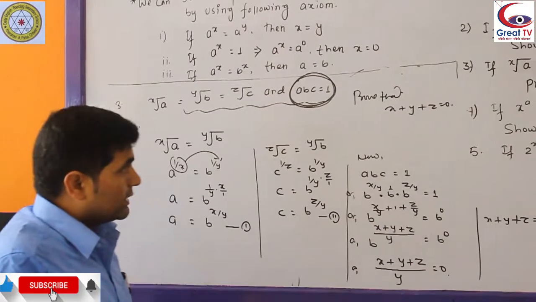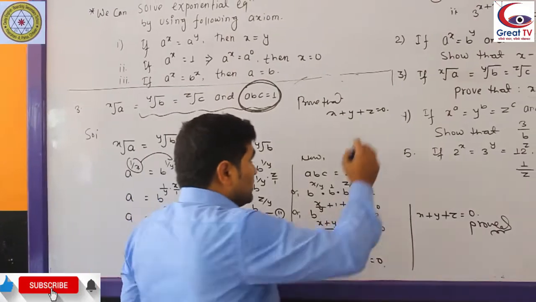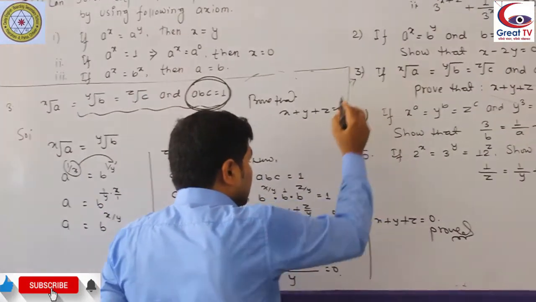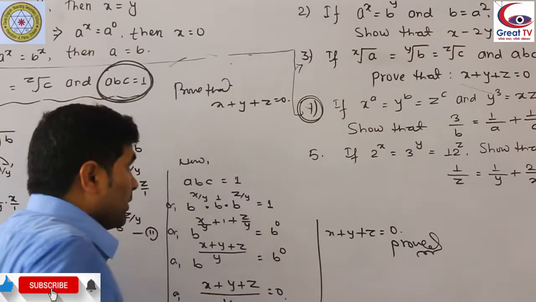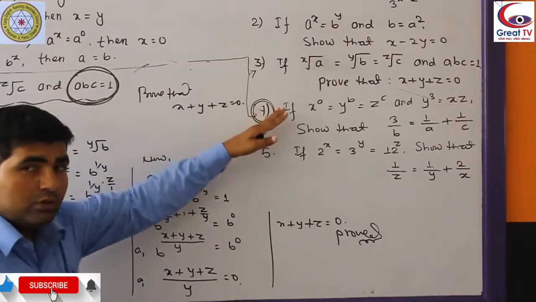That one is fourth part. Okay. Question number 3 and question number 4 are parallel equations. You can do this one also. Question number 3 and question number 4.